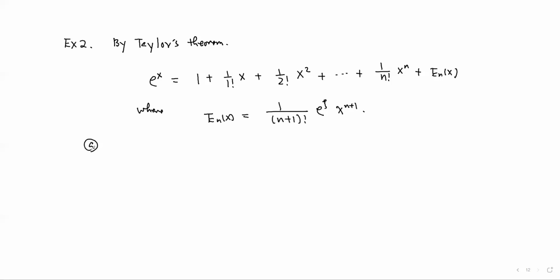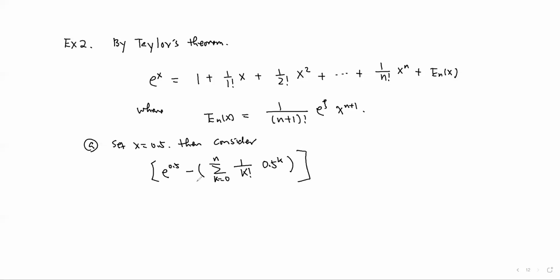Now first case, I set x to 0.5. Then consider these two sequences. The first one is e to the 0.5 minus the polynomial. Let me move the polynomial to the left-hand side and use sigma notation, k from 0 to n, 1 over k factorial times 0.5 to the k. This is a sequence; each number depends on n. I compare this sequence with 1 over (n plus 1) factorial, another sequence.